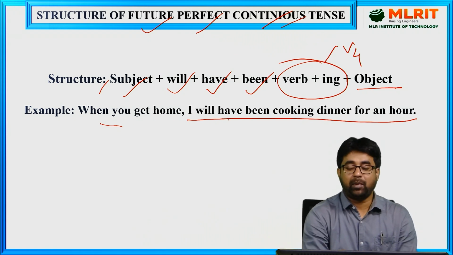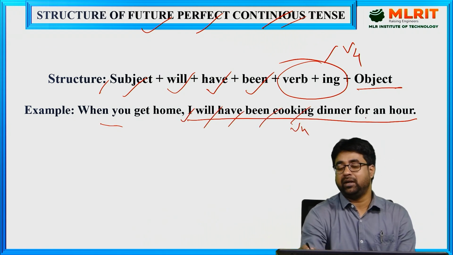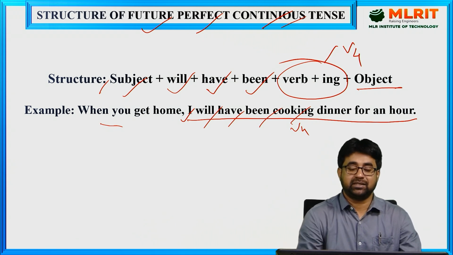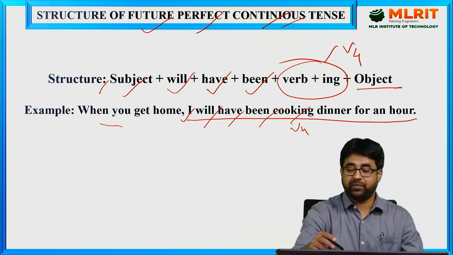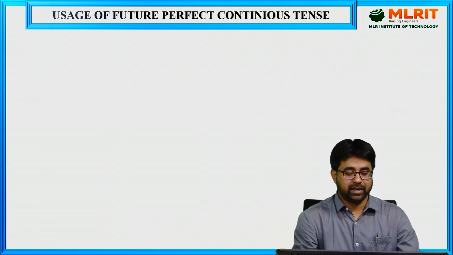When you get home, subject will have been V4. Dinner for an hour. So this is the example of structure, how to construct a sentence which is in future perfect continuous tense. Now let's see the usage of future perfect continuous tense.